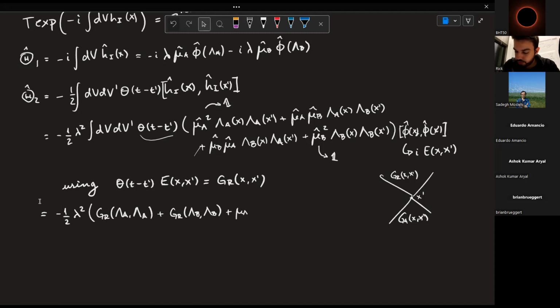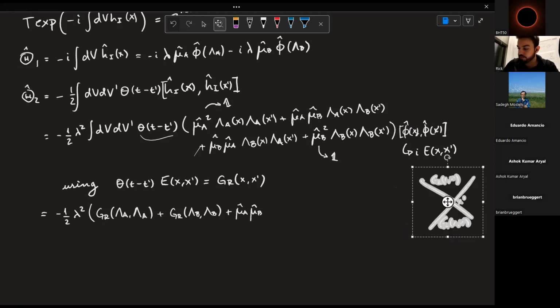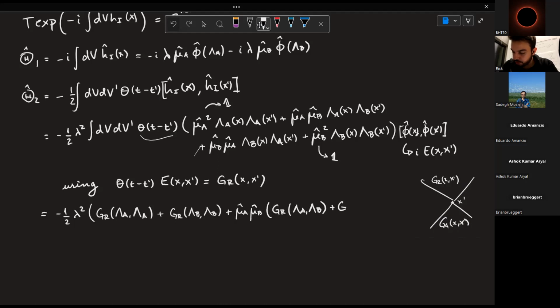Now there will be 2 terms here, which are mu A, mu B, which remember, both of these act in different Hilbert spaces. And because they act in different Hilbert spaces, they commute. So we can just use mu A to one side, mu B to the other side. But the terms that we're going to get here will be the retarded propagator from lambda A, lambda B, and the retarded propagator evaluated at lambda B, lambda A. So this is the theta 2.